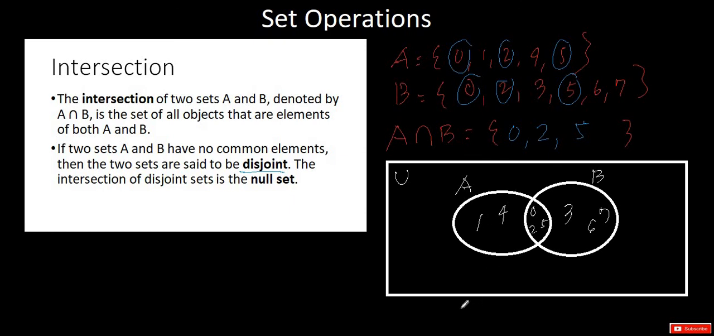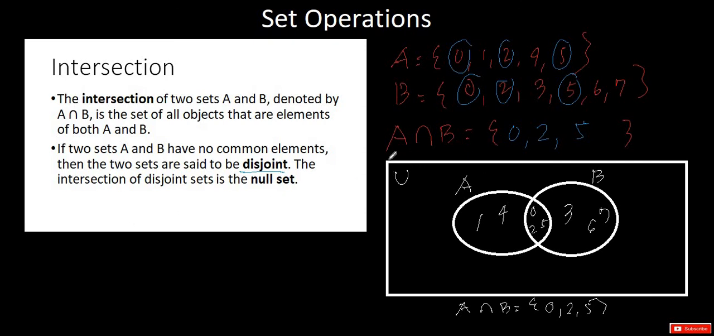Okay, so what are the elements of A intersection B based on the Venn diagram? Okay, it's very clear. Observe here that the two circles A and B overlap at this region. So this would mean that this region is common to the two sets. So therefore, the elements are 0, 2, and 5. These are the elements of the intersection. It's just the same with the elements in our example.